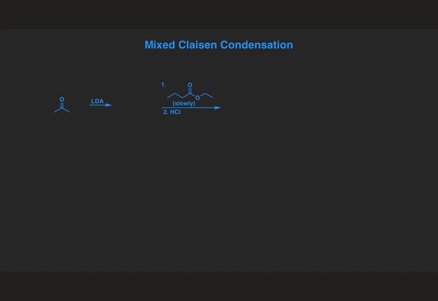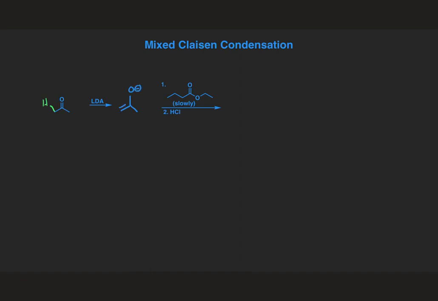Similarly, we can also do a Claisen condensation with two molecules that have enolizable protons if we add them sequentially and use a really strong base like LDA. In this case, we're using acetone as our nucleophile, and so we're going to generate the enolate from acetone using LDA. Remember, LDA was a strong base, and we can generate the enolate like so.